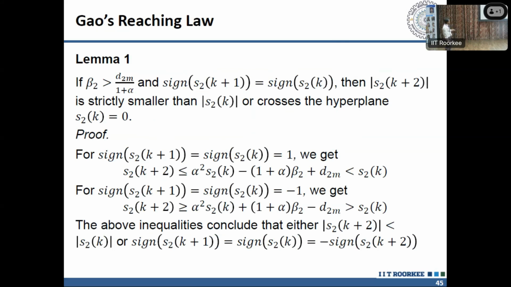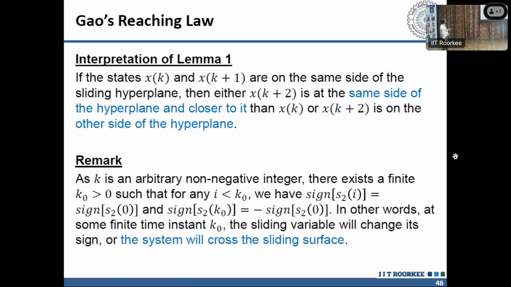Because it can be low, but it can also become so, coming down, decreasing. It is coming down, but at a certain instant it can also cross over. So the interpretation of this lemma would be like this: that the states xk and xk plus 1 are on the same side of the sliding hyperplane. Then either xk plus 2 is also on the same side of the hyperplane and closer, or it is on the other side of that.